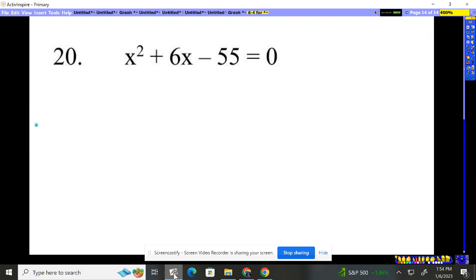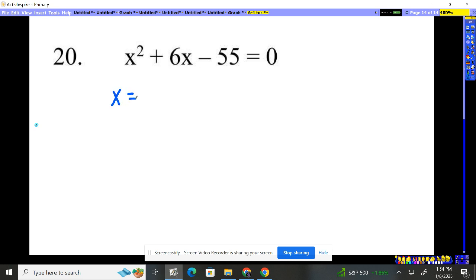Number 20. Well, we're going to use the quadratic formula here because the quadratic formula will always answer these questions. It will always take my trinomial, as long as it's set equal to 0, and it'll tell me what x value will work here. Guaranteed to always work. So we're going to use it. Well, what is the quadratic formula?